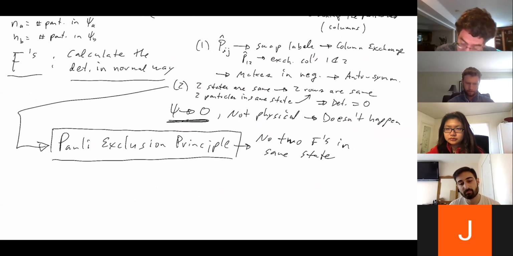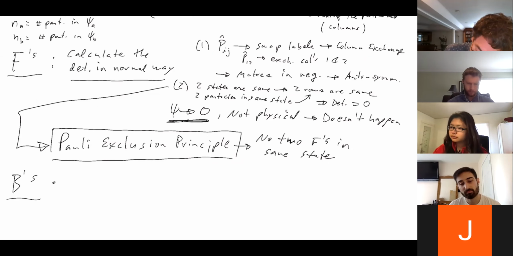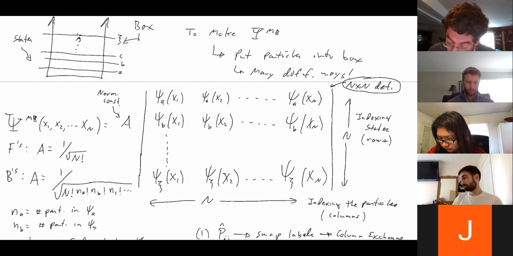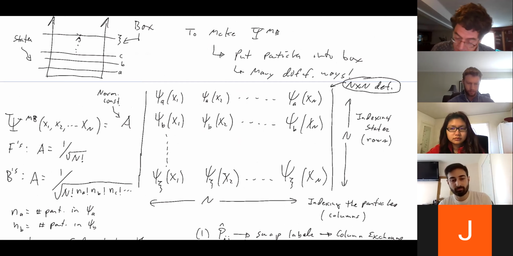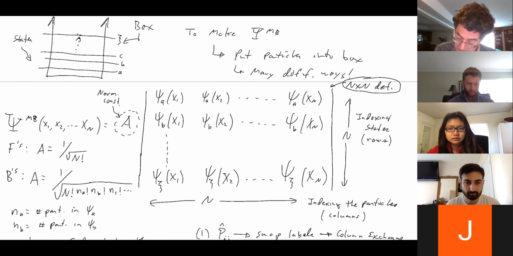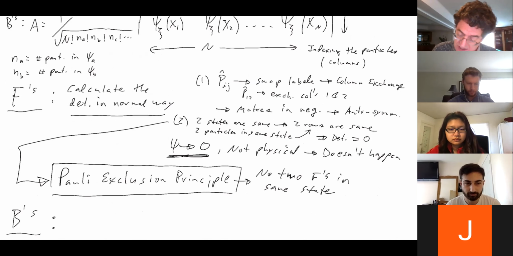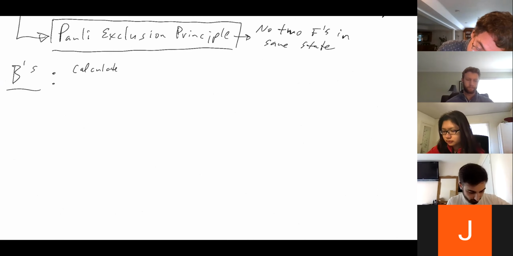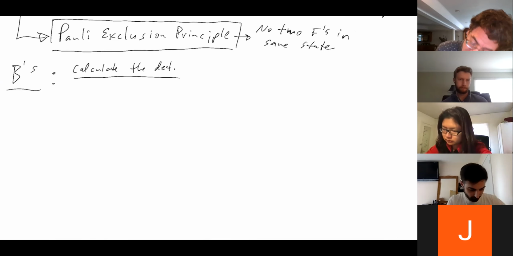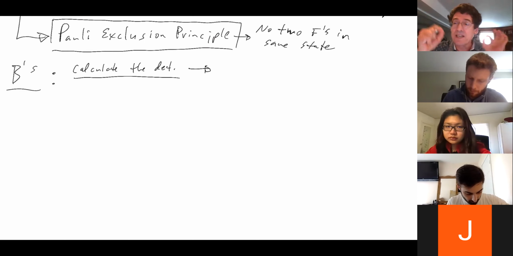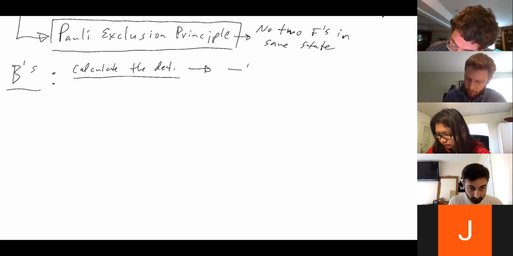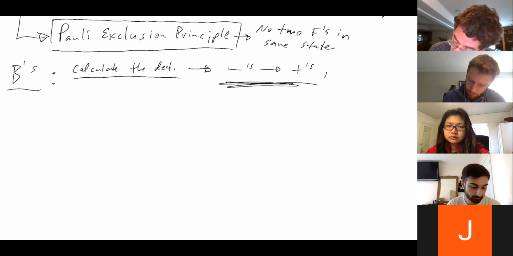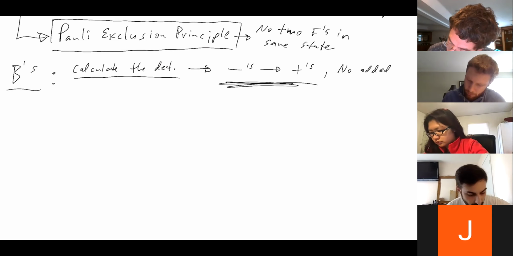Okay, so now let's consider bosons. It's tough because of this iPad, I can't show everything at the same time, but for bosons, you see we have that same wave function, that same determinant, but with a slightly different normalization factor. To calculate the wave function for bosons, you calculate the determinant, but there's a trick. You know how when you calculate a determinant, you insert all those minus signs? For the bosons, you take all the minus signs and you convert them into plus signs. So no added minus signs.